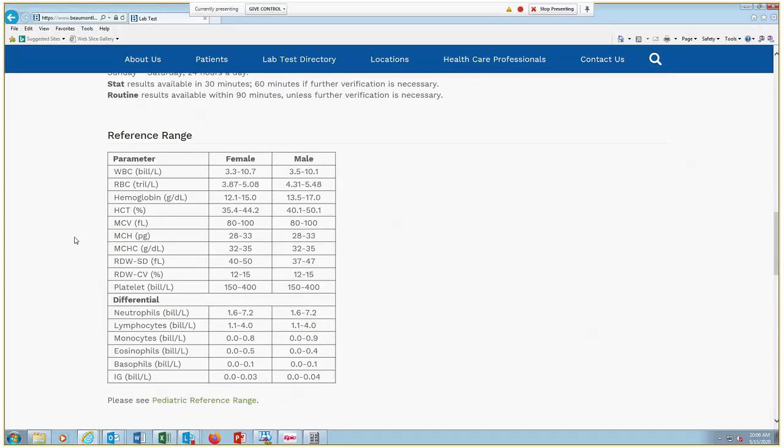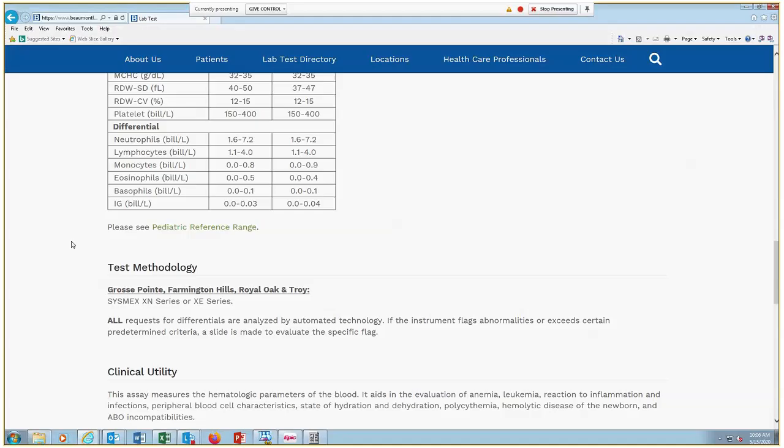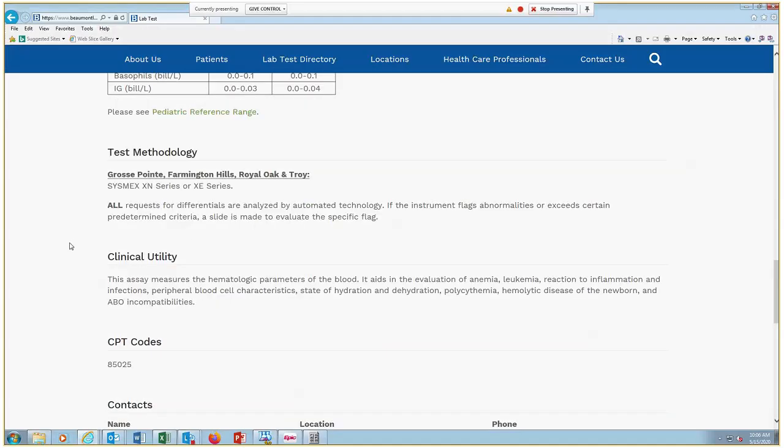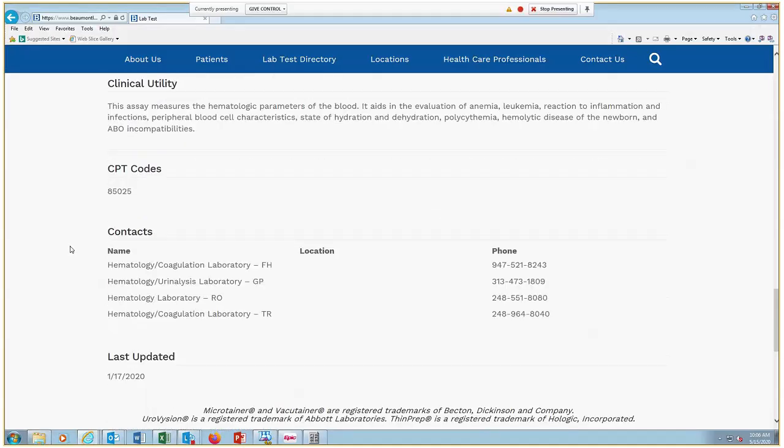Moving down below, we see the reference ranges established at this time for this particular test. And they're just that. They're the current reference ranges for the test in question. Pediatric ranges, where applicable, are also established and can be viewed via the link. As we get to the bottom, it indicates the specific testing methodologies used for the given test, a test's clinical utility, and the phone numbers of the specific laboratories should you have any further technical questions.